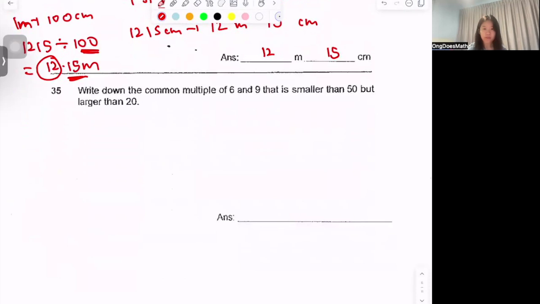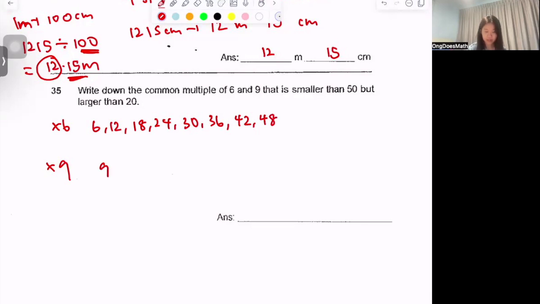Write down the common multiples of 6 and 9 that's smaller than 50 but larger than 20. To do that, we have to list out multiples of 6 and multiples of 9 first. So multiples of 6: 12, 18, 24, 30, 36, 42, 48.